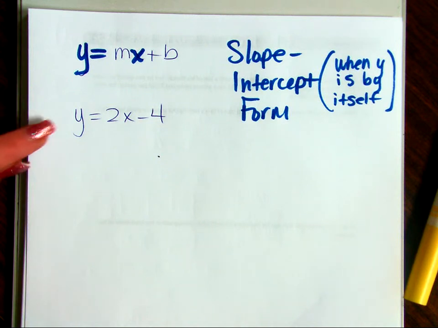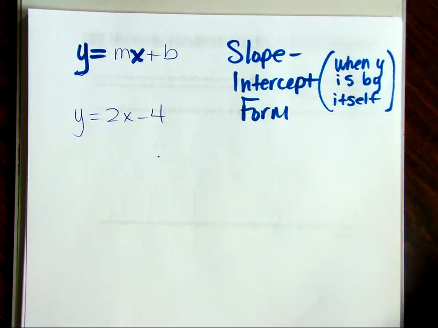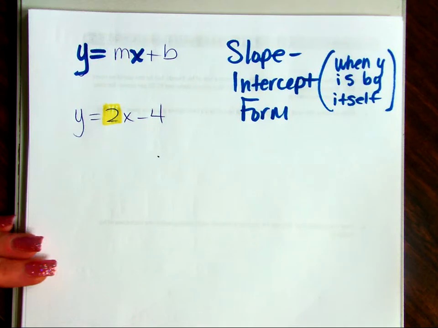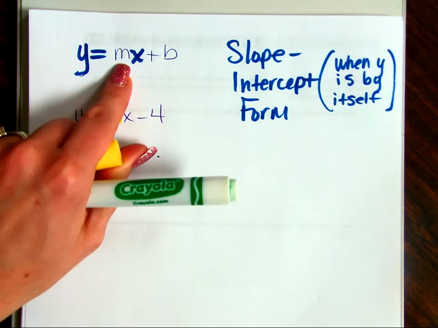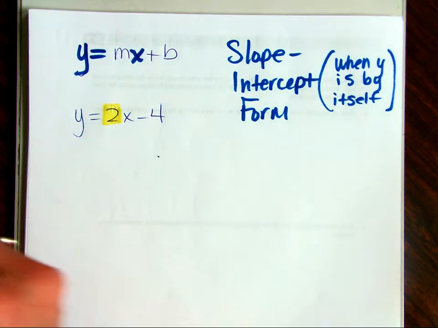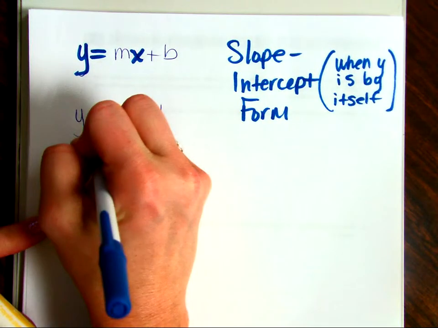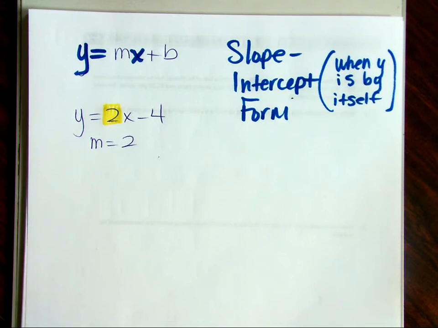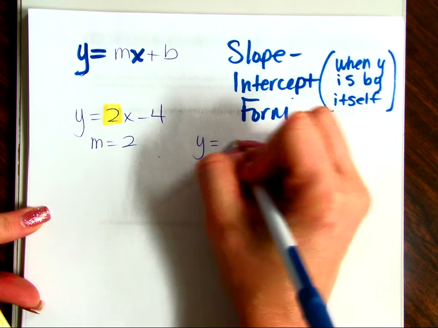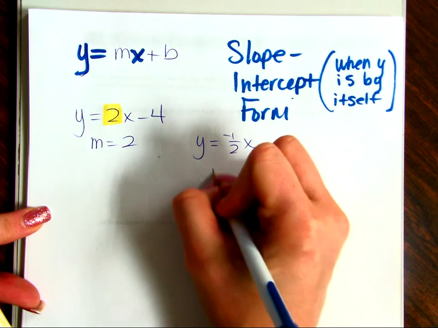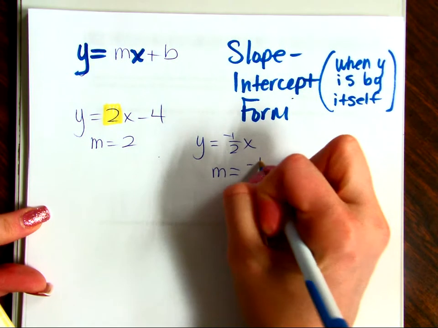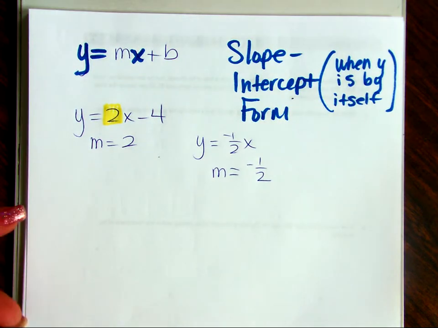Well, as long as y is by itself and the coefficient of x is your slope, isn't it? According to that, isn't m stand for slope? If it's the coefficient of x, then your slope is 2. And it's literally a piece of cake like that, isn't it? Okay? So like if I say y equals negative 1/2 x, what's your slope? Right? Let's get a little trickier.